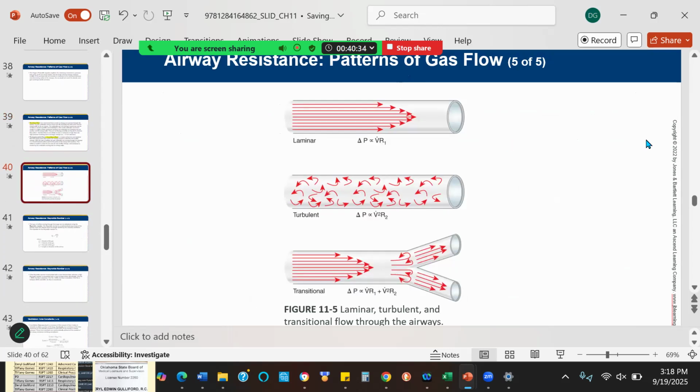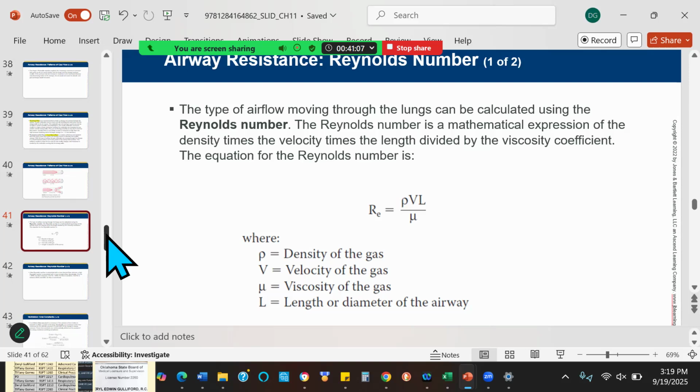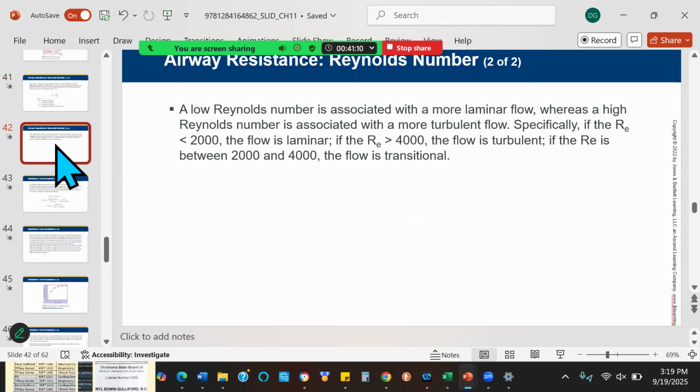And then, oh, I love this. This graphic really shows you those straight arrows are laminar. Look at the crazy arrows going around turbulent, and then the transitional, some of both. Love that graphic. Reynolds number is a mathematical expression of density times velocity times the length divided by the viscosity. So there we go. Reynolds number is determined in that way, and it's velocity, viscosity, length or diameter of the airway. You won't actually calculate that on a patient either, but useful to know what it is.